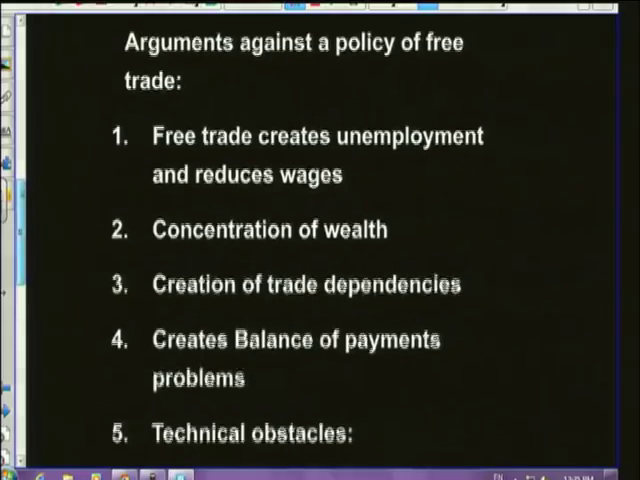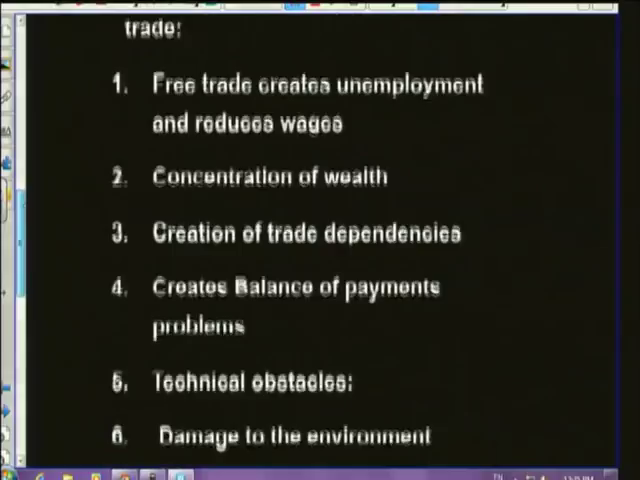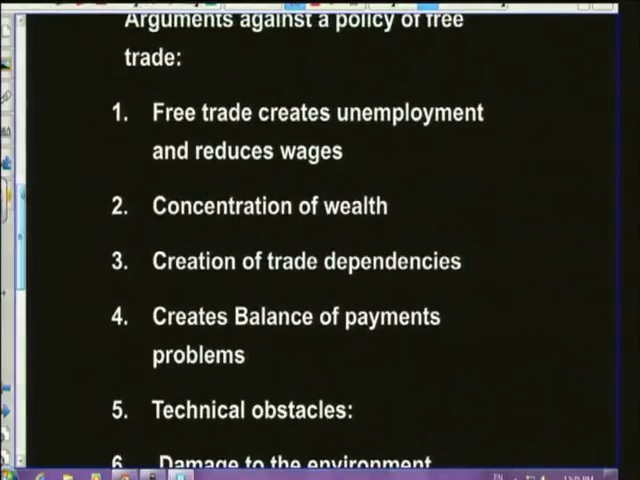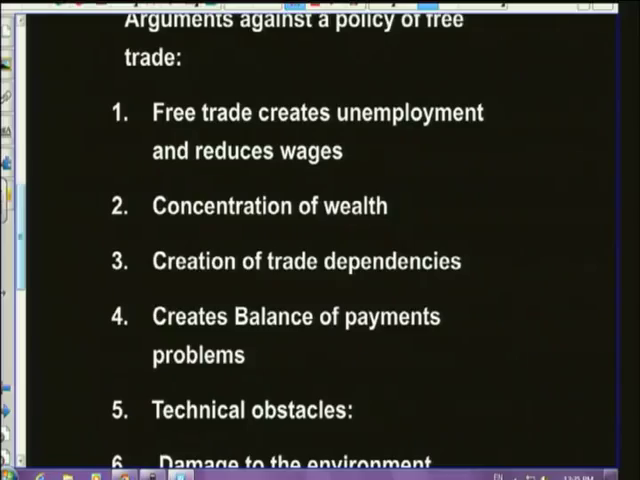I want us to move on to the arguments against a policy of free trade. So why should we discourage free trade? Why is free trade not such a good idea? Free trade creates unemployment.